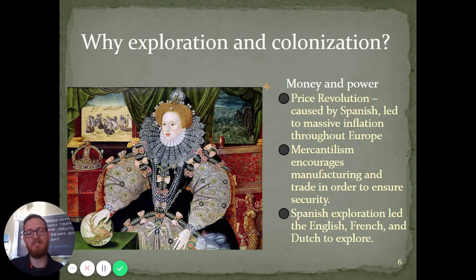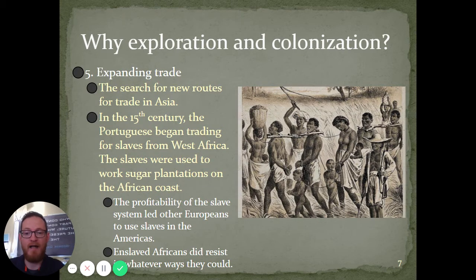Also, because of the Spanish exploring, that led to the English, French, and Dutch all desiring to explore as well, because they didn't want to fall behind. Plus, with the Spanish exploring, you see that they start finding massive amounts of gold in South America and in Mexico. That is what's going to lead the other countries to get interested as well, because basically they did not want to fall behind.